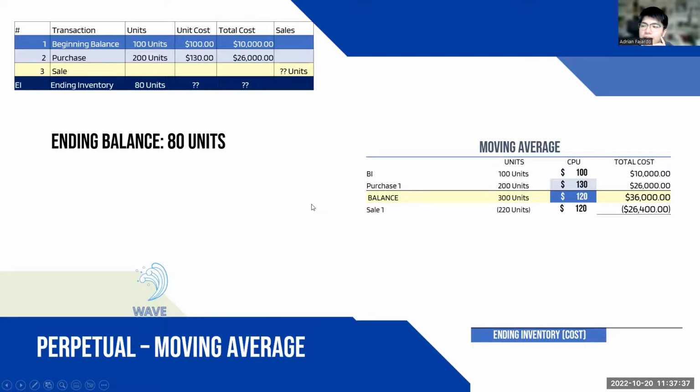So now, nagkaroon na sale. So we're gonna use 120. So the sale will lessen 220 units. Pero now at 120, so minus 26,400. So we'll give you your balance of 80 units because 300 units minus 220 is 80 units. And 36 minus 26.4 thousand is 9,600, which will still give you the same moving average of 120. So now we know that the ending inventory is 9,600.